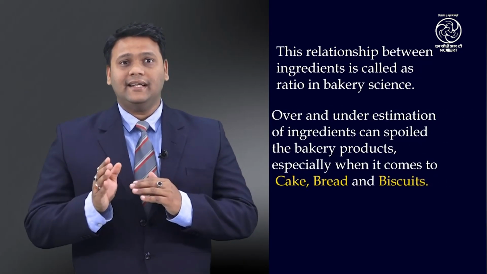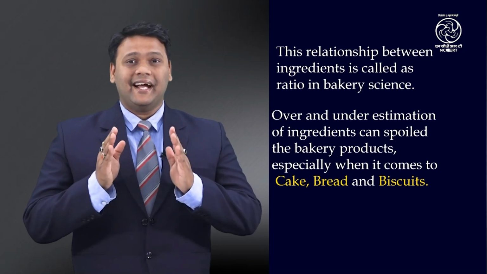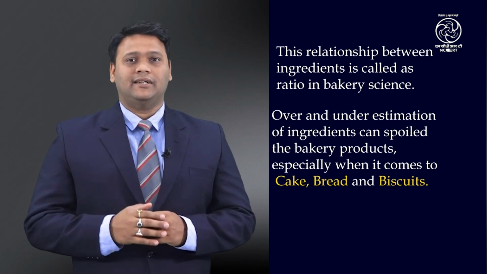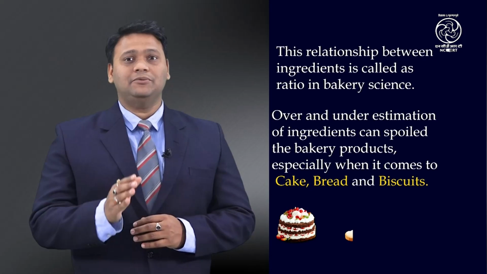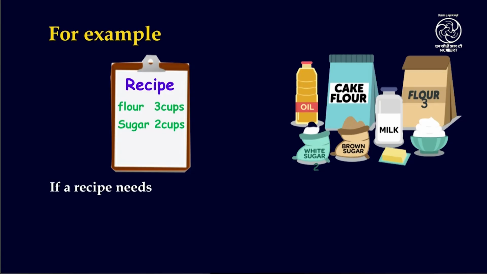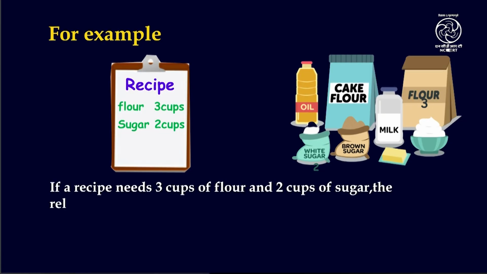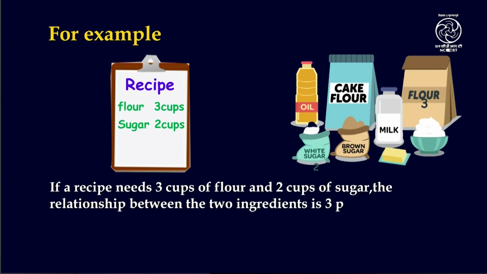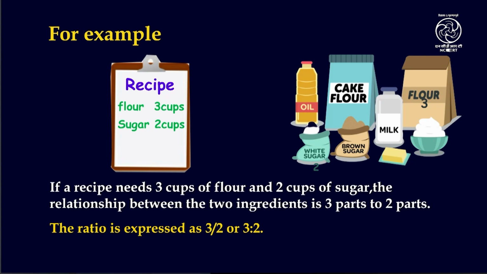Over and underestimation of ingredients can spoil the bakery products, especially when it comes to cake, bread and biscuit. Therefore, ingredients need to be in exact proportion so as to interact properly. For example, if a recipe needs 3 cups of flour and 2 cups of sugar, the relationship between the two ingredients is 3 parts to 2 parts. The ratio is expressed as 3:2.